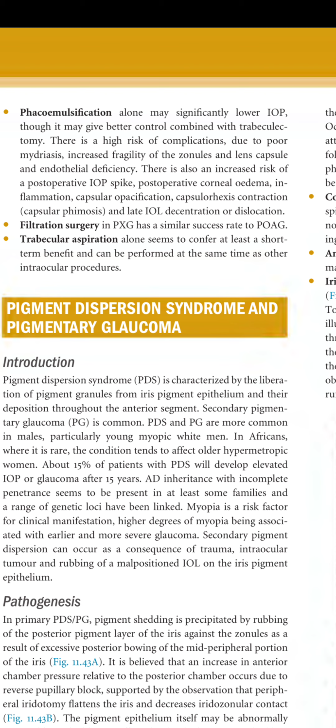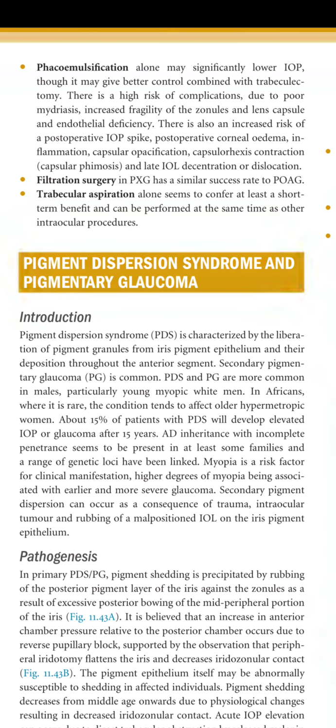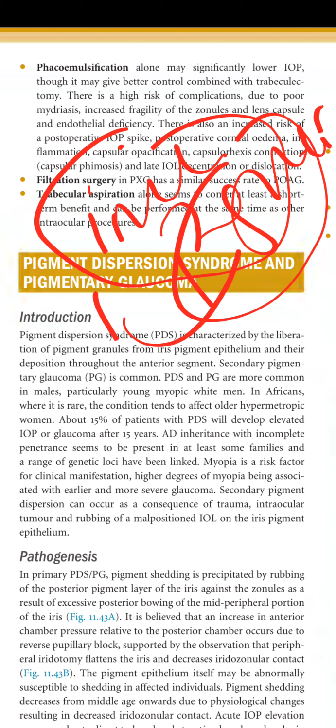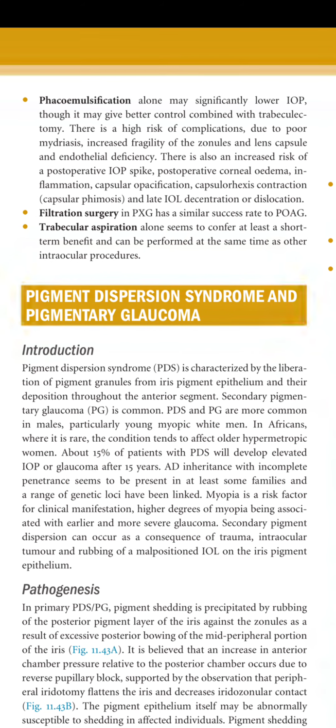Pigment dispersion syndrome is characterized by the liberation of pigment granules from the iris pigment epithelium and their deposition throughout the anterior segment. So basically, pigment dispersion syndrome is a disease in which pigments are liberated from the iris, and this iris pigment then attaches to other parts of the ocular surface, like the endothelium and trabecular meshwork. So that's it.